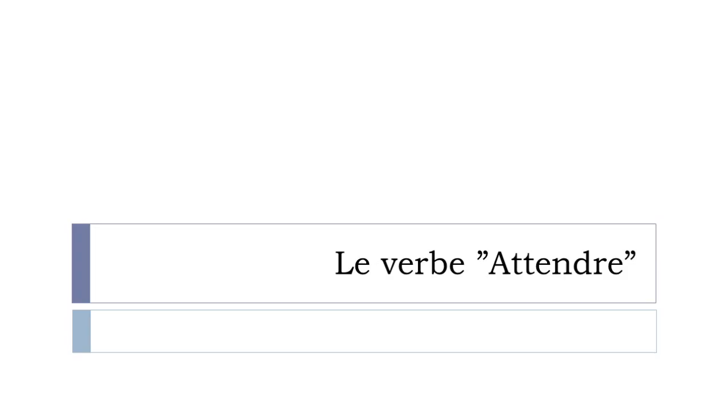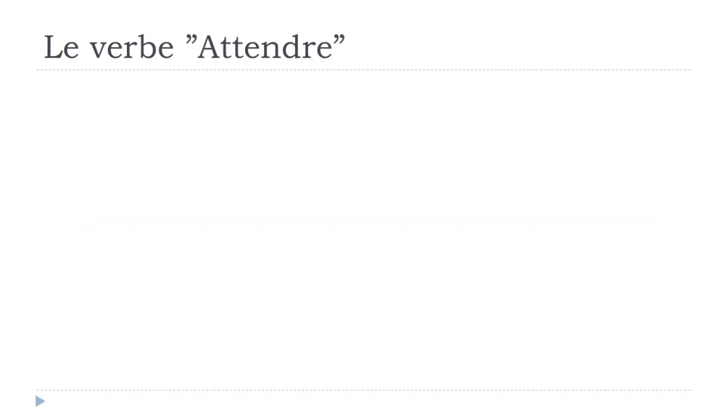In this lesson we'll discover together le verbe attendre. Attendre means to wait. It belongs to the third group of verbs, so not the regular one, the irregular. That's the reason why it's quite important to take a few minutes to discover together the way to conjugate this verb in the present form. So let's see now how it will go.